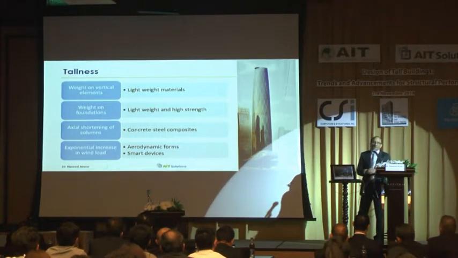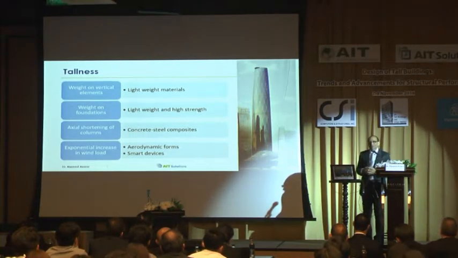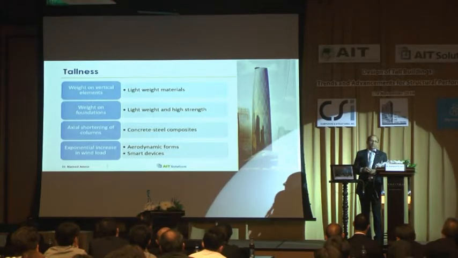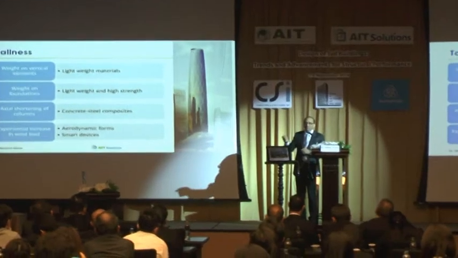Axial shortening of columns is another issue that becomes significant with height. Creep, long-term differential shortening between the core and the columns, because of the different levels of axial stress and creep.